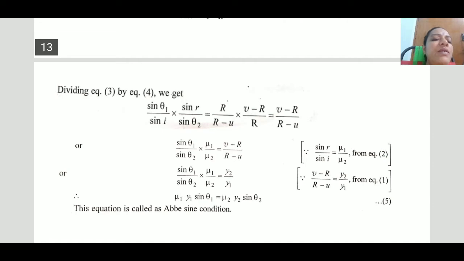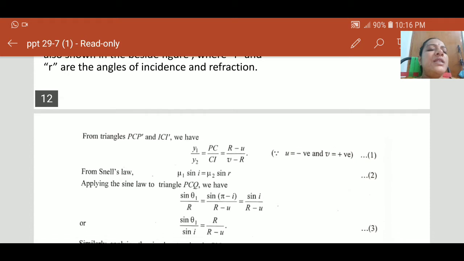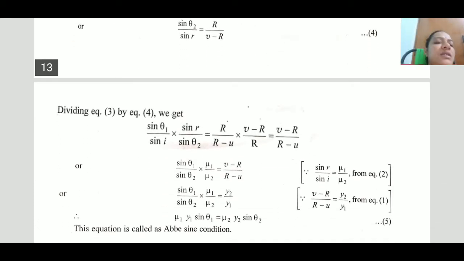Therefore sin theta 1 by sin theta 2 into mu 1 by mu 2, v minus r by r minus u, already y2 by y1. So by the first equation we can understand that y1 by y2 must be equal to r minus u by v minus r. On substituting this equation in this equation, we get sin theta 1 by sin theta 2 into mu 1 by mu 2 is equal to y2 by y1.